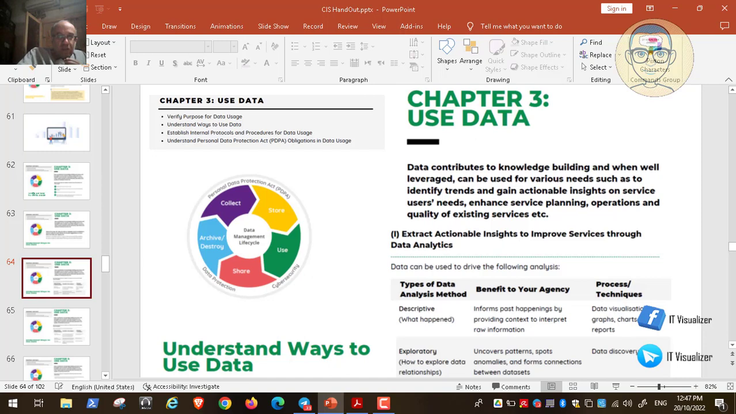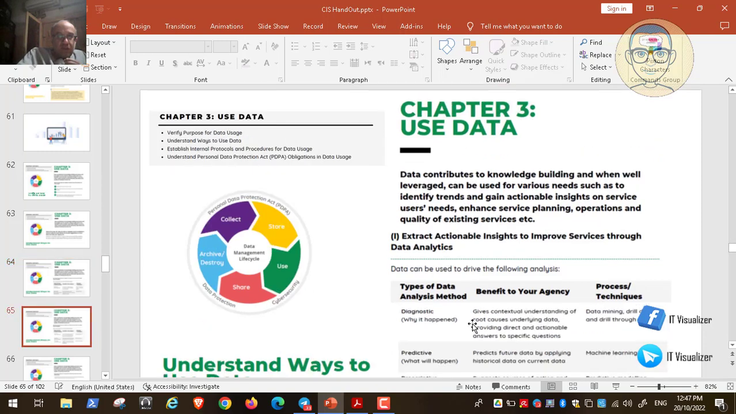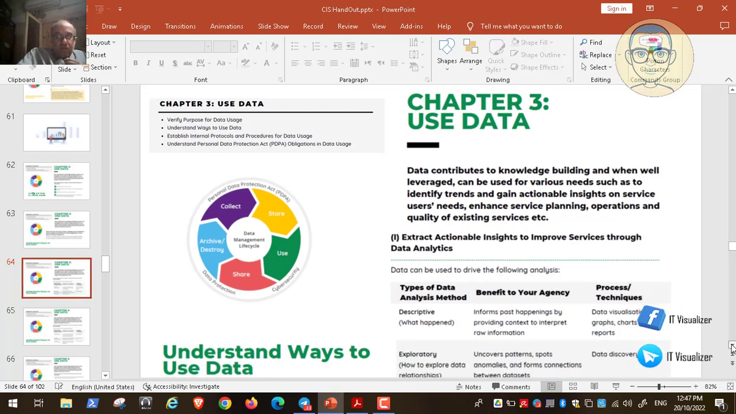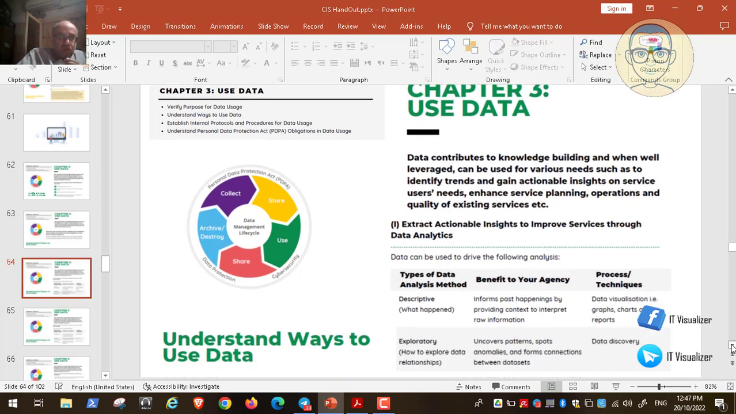And then we have exploratory: how to explore data relationships, uncover patterns, spot anomalies, and form connections between data sets. Data discovery. So there is some data, for example, that is related to each other. When we know this relation between different kinds of data sets, then we can analyze the data and get more out of it.